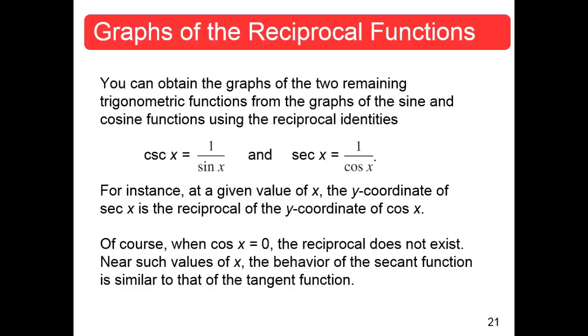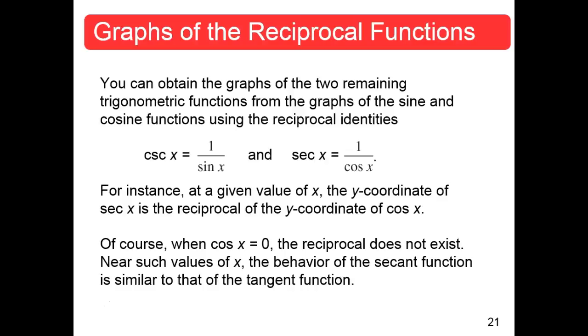Okay? And here's why. You can obtain the graphs of the two remaining trig functions from the graphs of sine and cosine. And we know how to do sine and cosine, right? So do your sine and cosine first, and then we'll use the principle that they are reciprocals of each other. Cosecant is the reciprocal of sine, and secant is the reciprocal of cosine. So for instance, given a value for x, the y-coordinate for secant x is the reciprocal of the y-coordinate for cosine x. You're not going to do that on every one, but it's true.